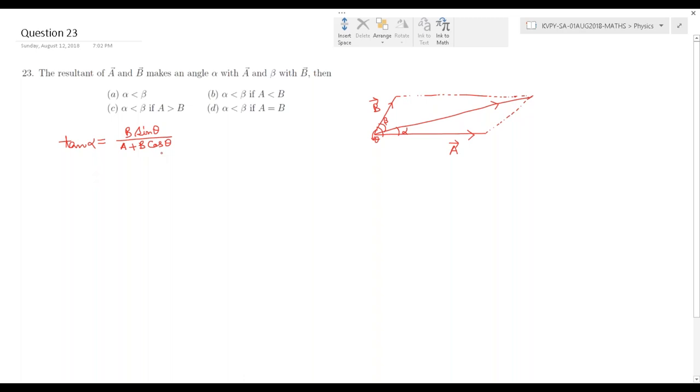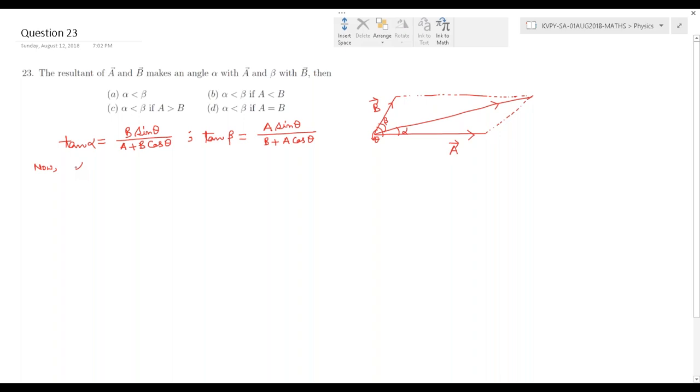Similarly, we can find tan beta with the same concept, because vector B makes an angle beta with the resultant vector. Then tan beta is equal to A sin theta divided by B plus A cos theta. Now, if you look into the four options, it mentions alpha less than beta. I'll first solve mathematically, and then I'll show you how, without using mathematics, you can tell which option is correct. But if I say it right now, you will not be able to enjoy the derivation.